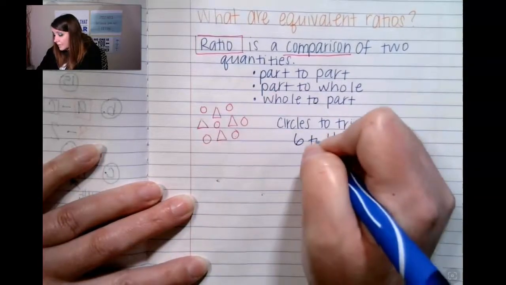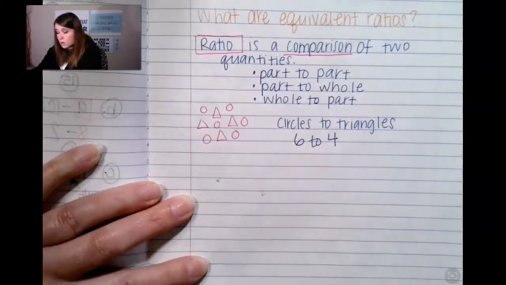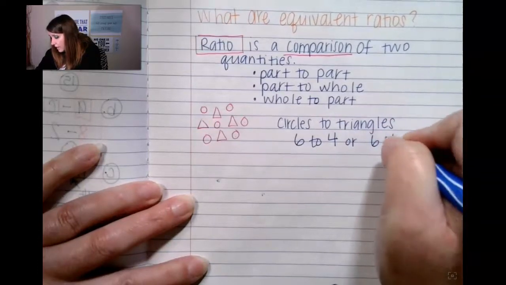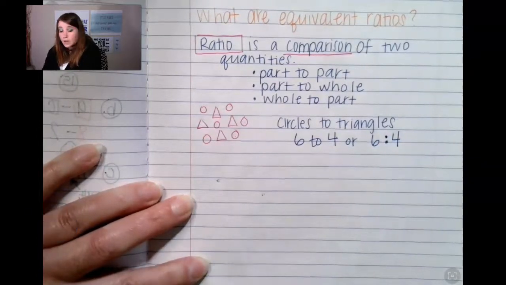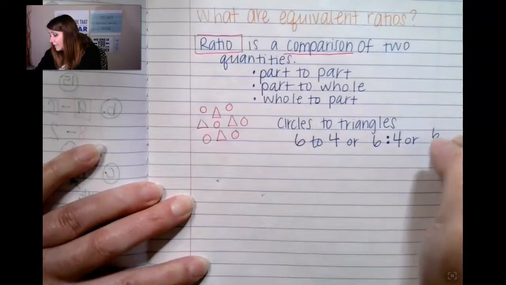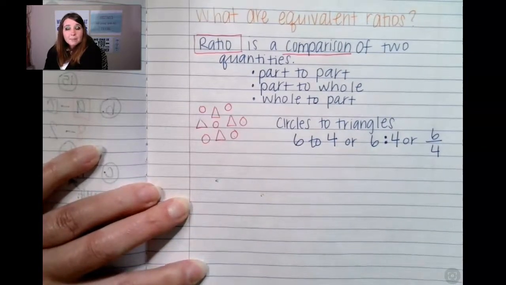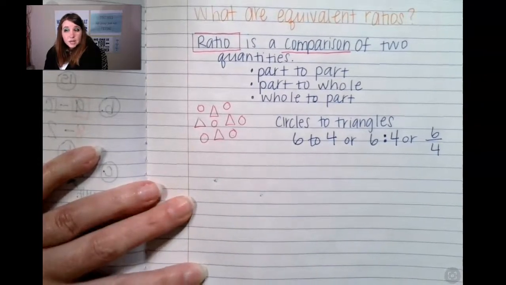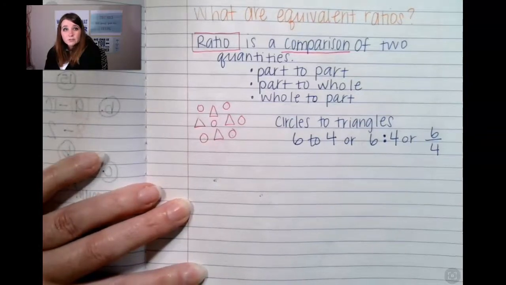So you could write this as 6 to 4, 6 circles to 4 triangles, or you could write it with the 2 dots which make a colon. This is a ratio. Another way that you could make a ratio is by writing it as 6 over 4. So you can make a comparison just like that. Okay? 6 circles to 4 triangles.